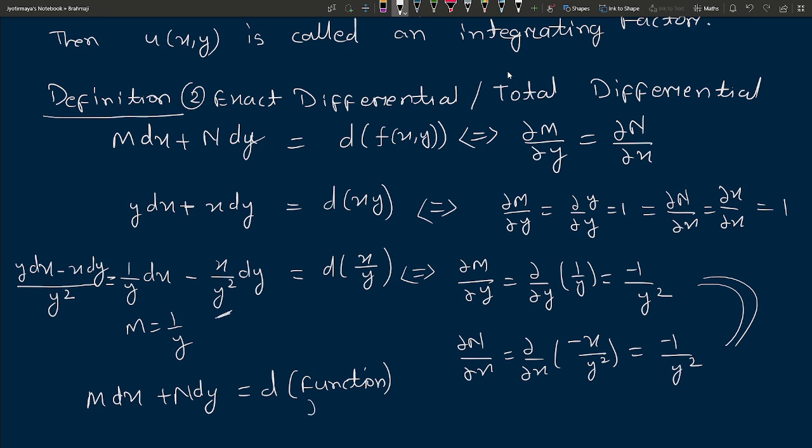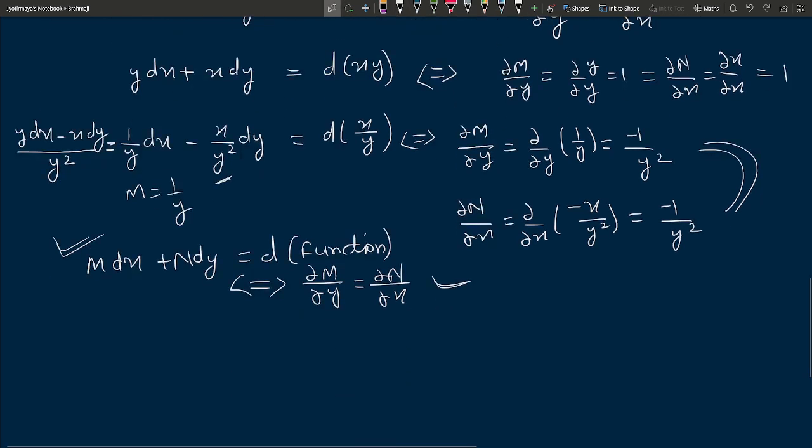And in this case, del m by del y must equal del n by del x. This is a double implication: if it is exact, this will happen, and if this happens, then it must be exact. So these are the definitions of an exact differential equation.